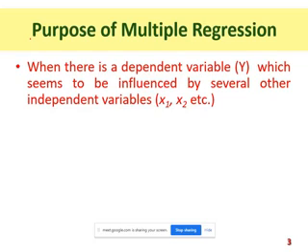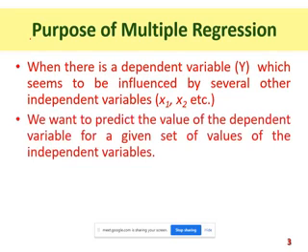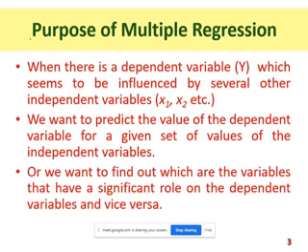When there is a dependent variable Y which seems to be influenced by several other independent variables, then we use multiple regression. We want to predict the value of the dependent variable, that is the value of Y, for a given set of values of the independent variables, that is X1, X2, etc. And or we want to find out which variables have a significant role on the dependent variable. So these are the things which multiple regression actually addresses.